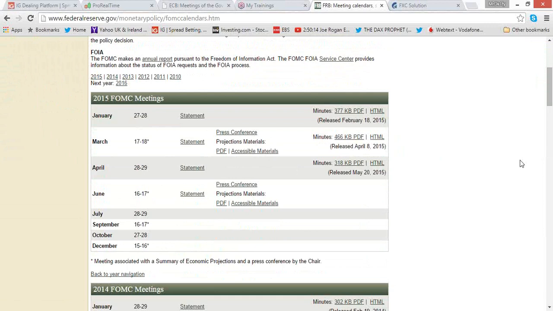The carry trade is a strategy where a trader sells a currency that is offering lower interest rates and buys a currency that offers higher interest rates. In essence, you are borrowing at a low rate and then lending at a higher rate. A trader can use this strategy to capitalize on the difference between the two rates.